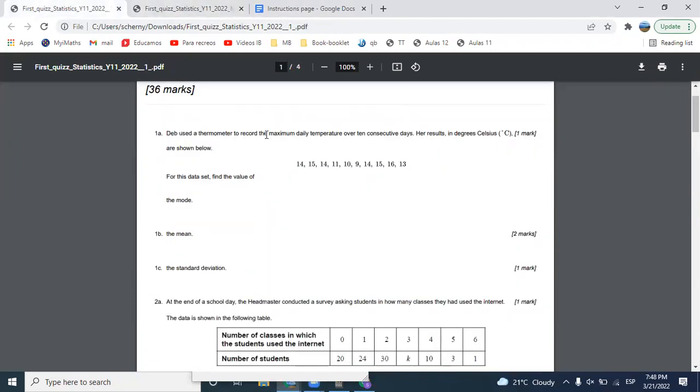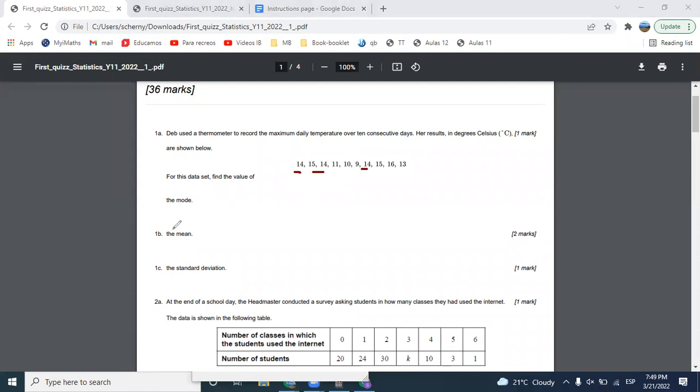Debbie used the thermometer to record the maximum daily temperature over 10 consecutive days, and she has these numbers, 14, 15, and so on. We have to find the mode, the mean, and the standard deviation. The mode is the number that appears the most times, and the number that appears the most is 14, because it appears 3 times. So it's here, here, and here. We have three 14s, and it's the mode.